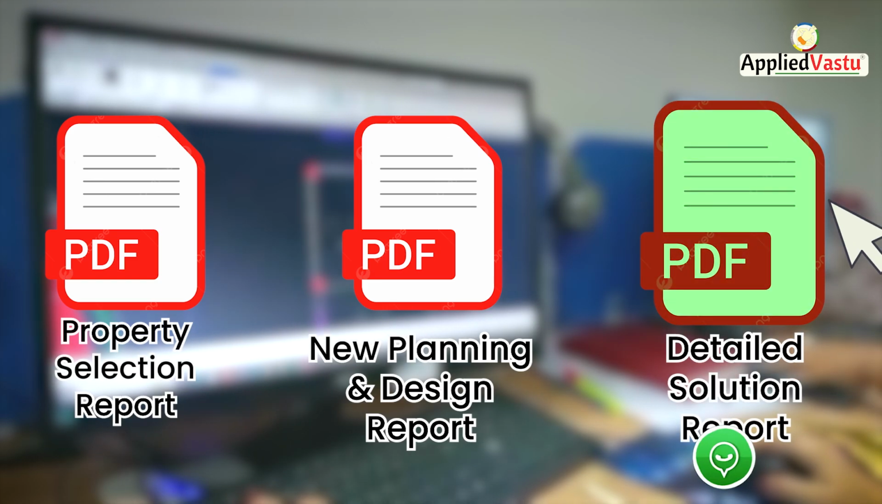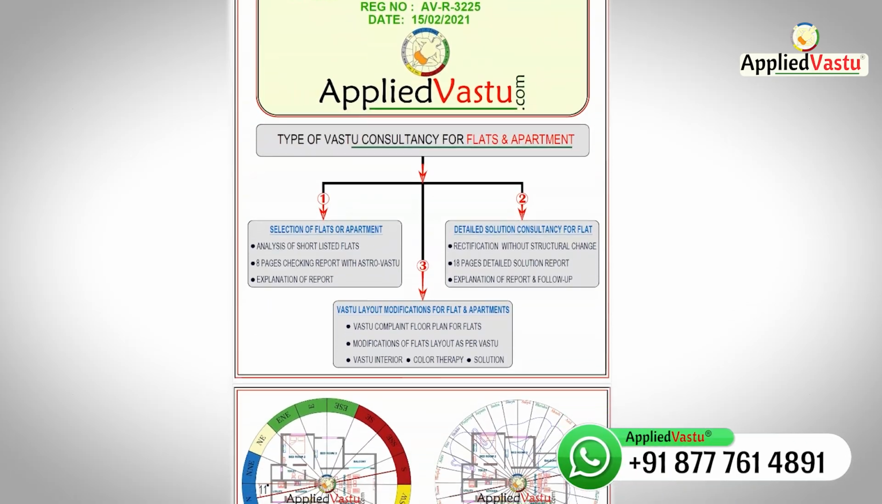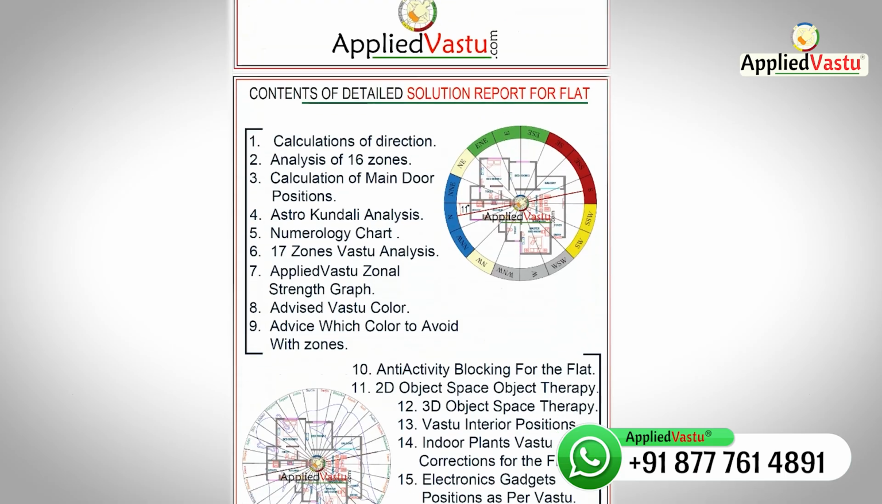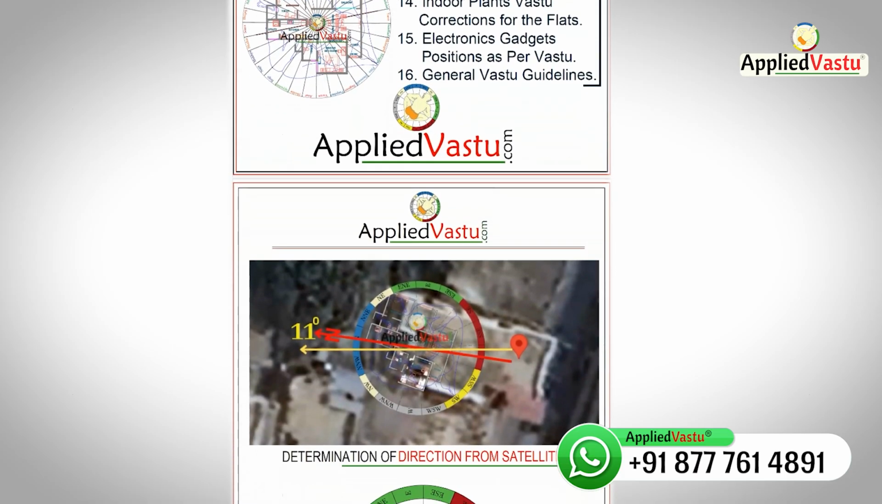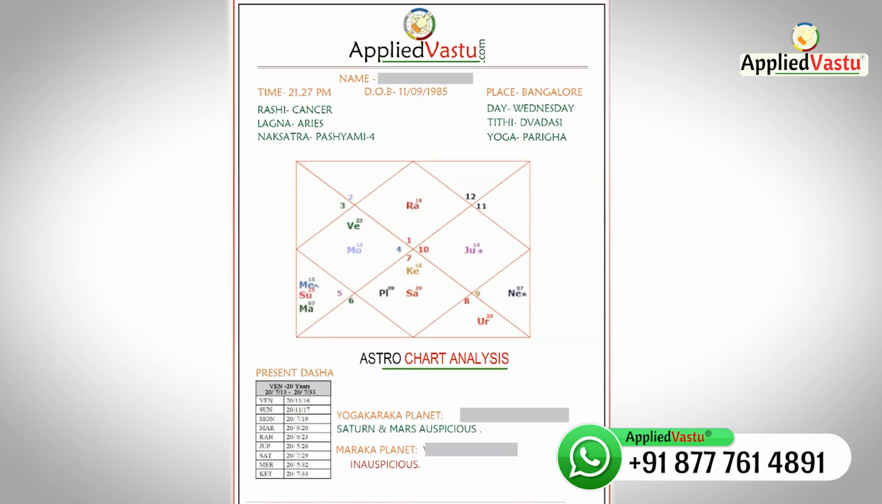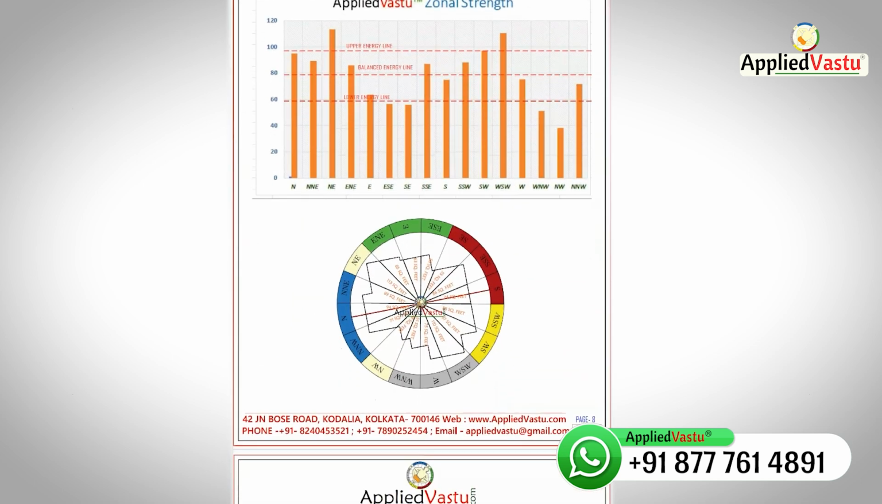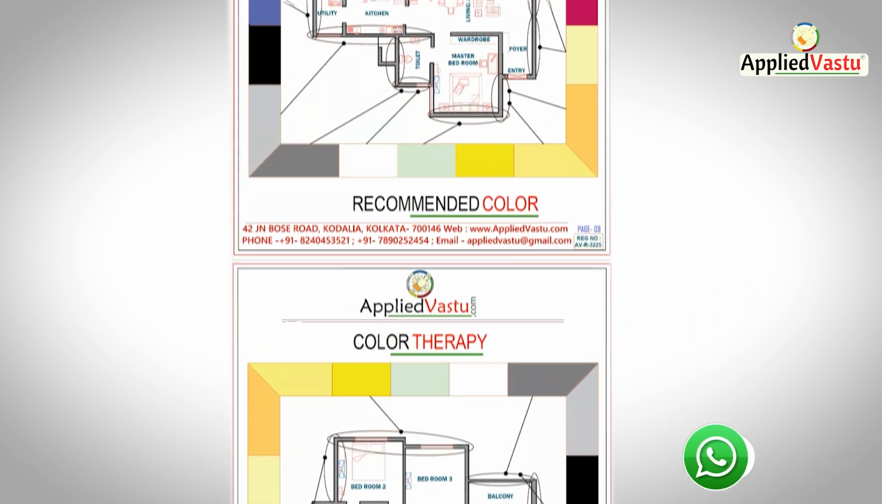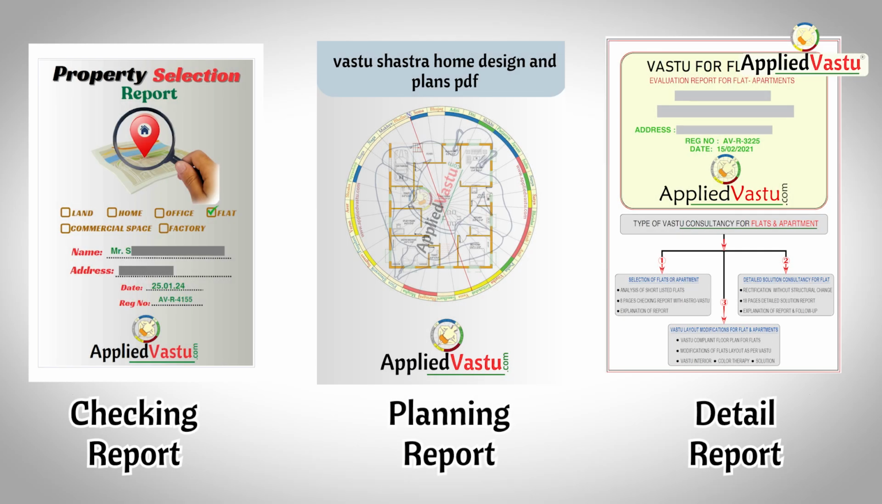The detailed report is for properties that are already constructed. This report provides remedies without any demolition. Using the floor plan, direction determination via Google Earth Pro, and astrological charts of each family member, Vastu remedies are suggested. Additionally, guidance is provided on the internal layout of the home, color scheme, and which member should stay in which room. Note that all these calculations are done manually, which ensures 100% accuracy.